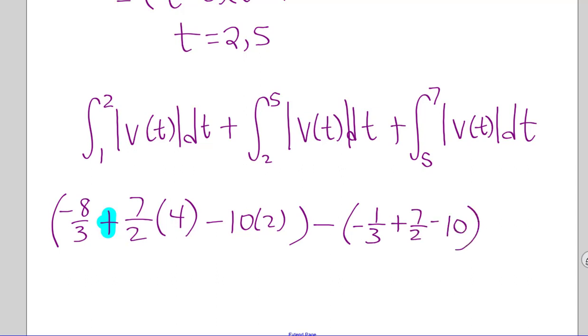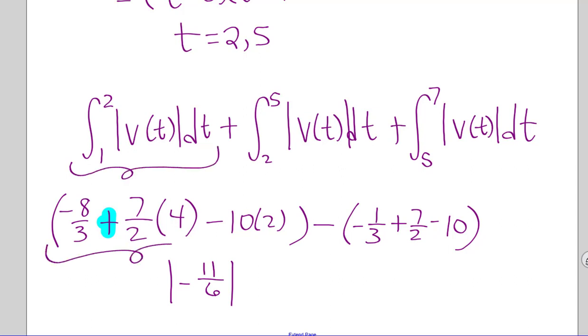Okay, from there, I would take that to the calculator. And when you do, in fact, I've already put it in, I didn't use the on-screen calculator, what you're going to get is negative 11/6. But we've got to take the absolute value of that. Okay, all of that is just this piece of it. I wouldn't want to have to keep doing that by hand, so let's see what we might get if we use our calculator to do it.